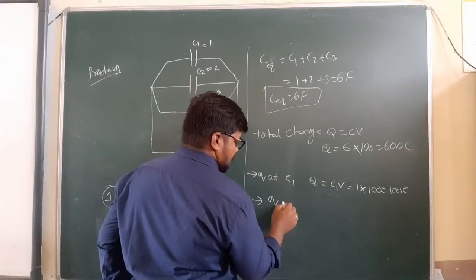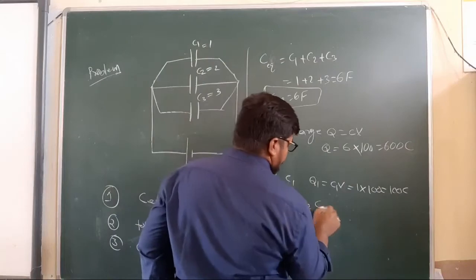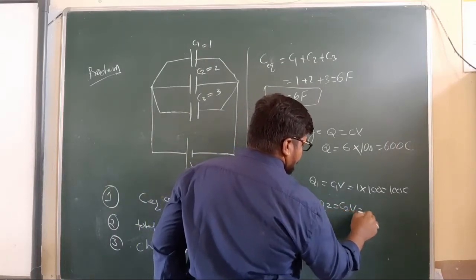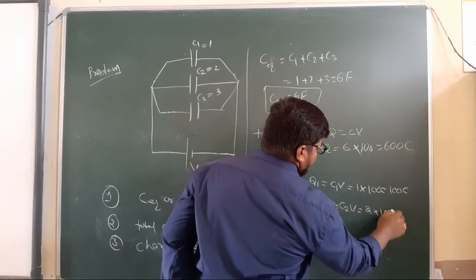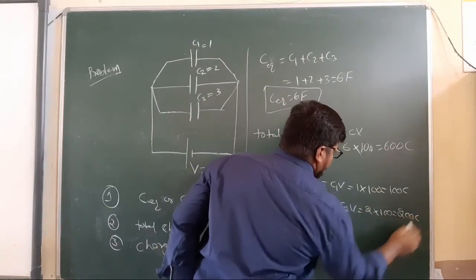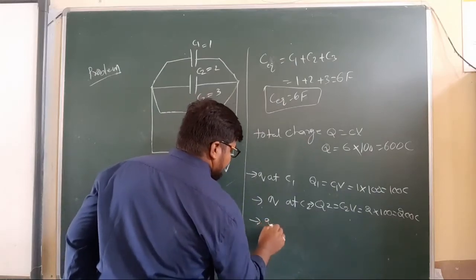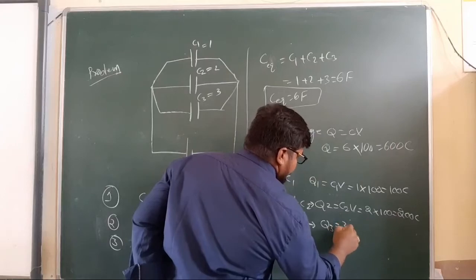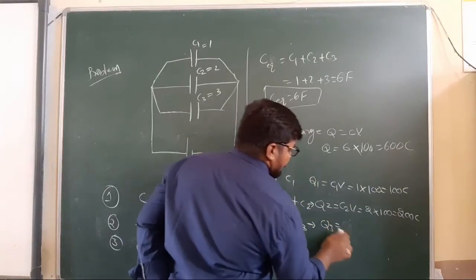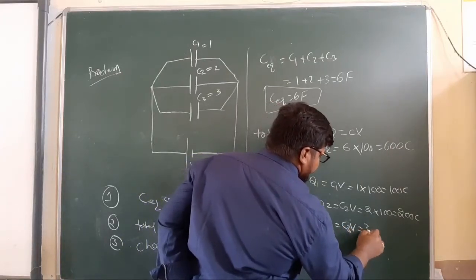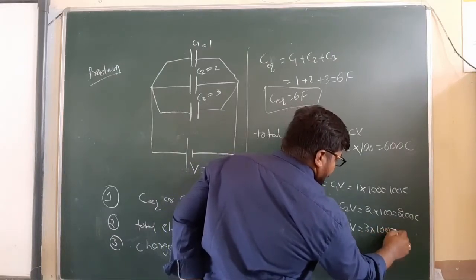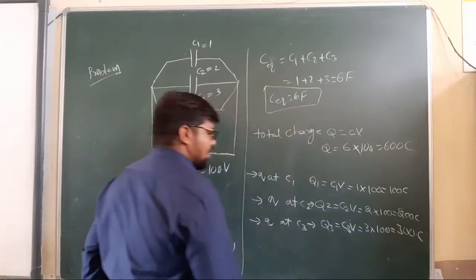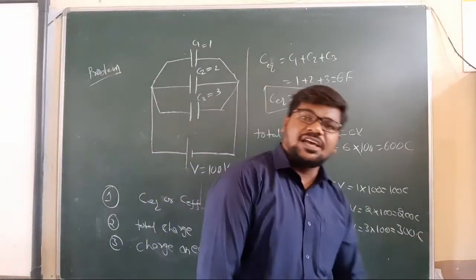Then the charge at C2, Q2 is equal to C2V. 2 into 100, 200 coulombs. Next, the charge at C3, that is Q3, C3 into V, 3 into 100 is equal to 300 coulombs. Clear, my children? So be careful, my children.